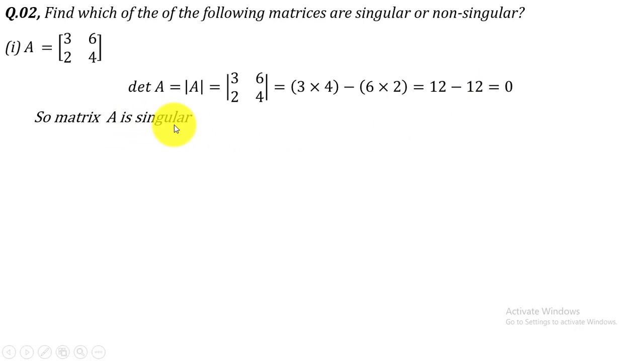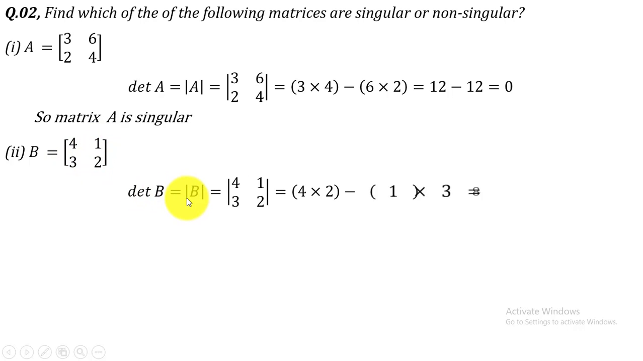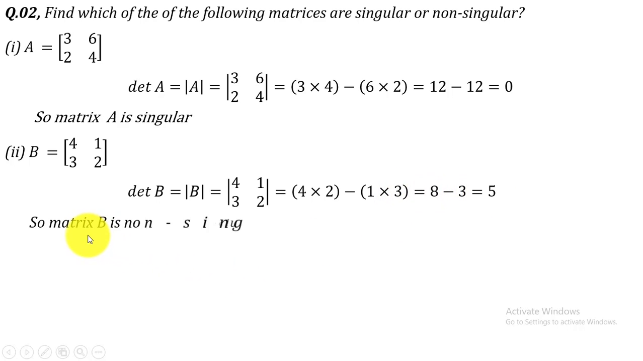So matrix A is singular. In second, matrix B is equal to elements 4, 1, 3 and 2. The determinant of matrix B is equal to the determinant of elements 4, 1, 3 and 2. That is equal to 4 times 2 minus 1 times 3. That is equal to 5. So matrix B is non-singular.